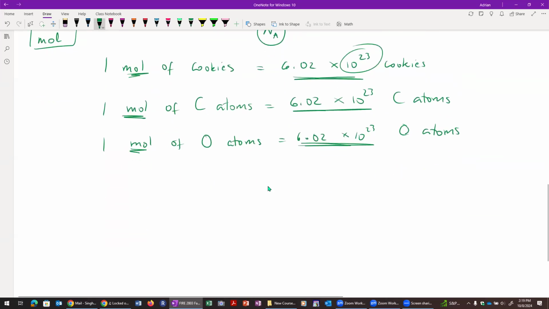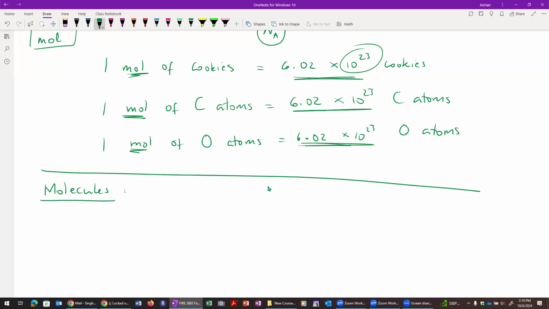We can also apply it to even larger things when we start putting atoms together. For example, we can combine atoms to make larger things called molecules. Molecules are multiple atoms, more than one, of different elements that are combined in a fixed ratio. That definition should sound a little familiar, because we did talk about compounds, which are made up of multiple elements combined in a fixed ratio. Those are examples of pure substances. Well, a molecule is a subcategory of a compound.